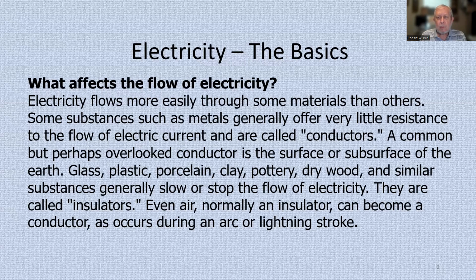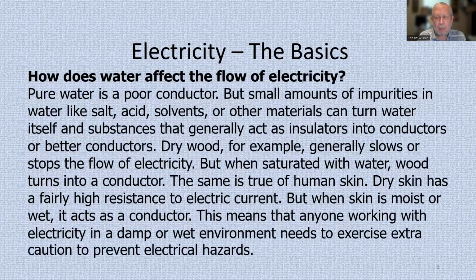So what affects the flow of electricity? Electricity flows more easily through some materials than others. We all know that. Substances such as metals generally offer very little resistance to the flow of electric currents, and they're called conductors. A common but perhaps overlooked conductor is the surface or subsurface of the earth. Glass, plastic, porcelain, clay, pottery, dry wood, and similar substances generally slow or stop the flow of electricity. They are called insulators. Even air, normally an insulator, can become a conductor, as occurs during an arc or lightning stroke.